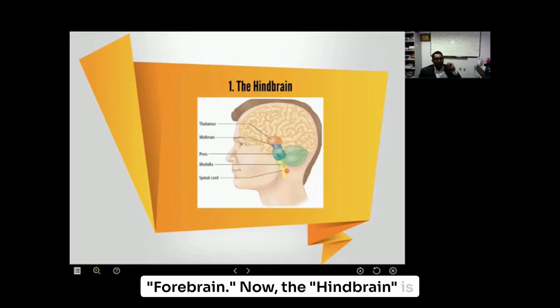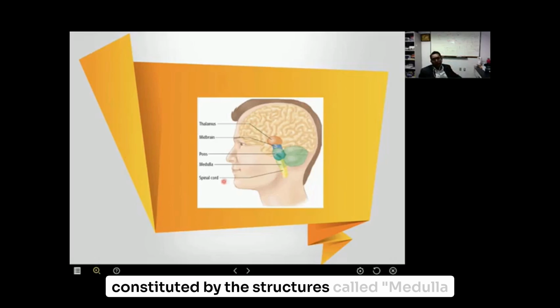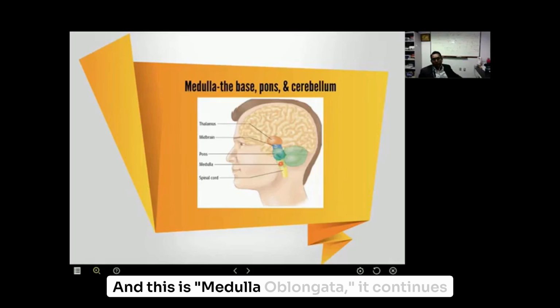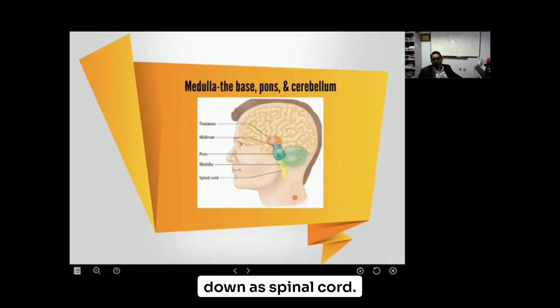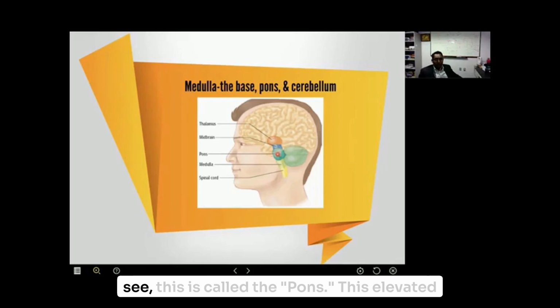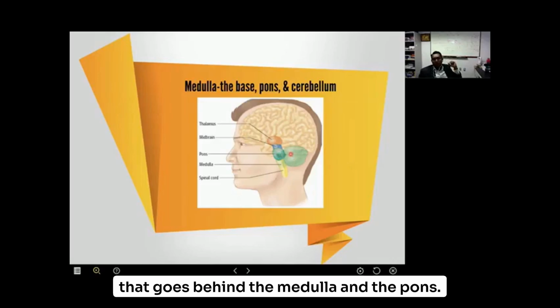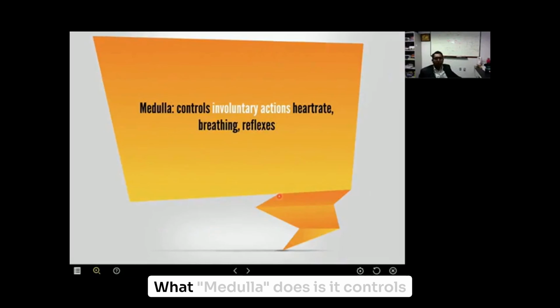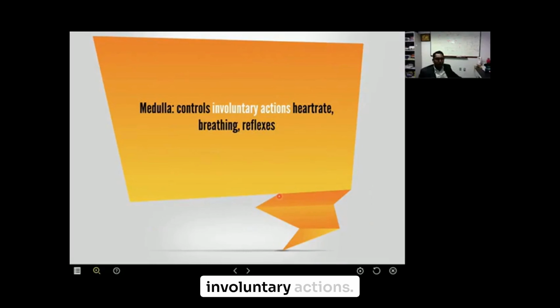Now, the hindbrain is constituted by structures called the medulla oblongata. You see this? This is the base of the brain, and this medulla oblongata continues down as the spinal cord. Then this circular structure you see is called the pons. This elevated round structure is the pons. And behind this pons, there is a single solid structure that goes behind the medulla and the pons, and this structure is called the cerebellum. So there is the medulla, on top of it there is the pons, and behind these two, there is one single structure that goes across horizontally. It's called the cerebellum.